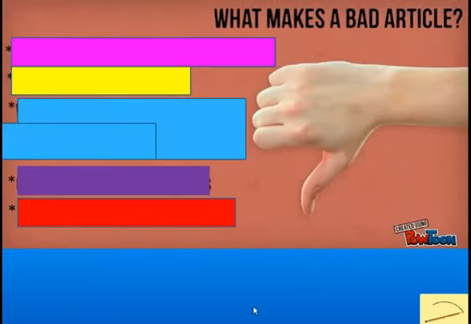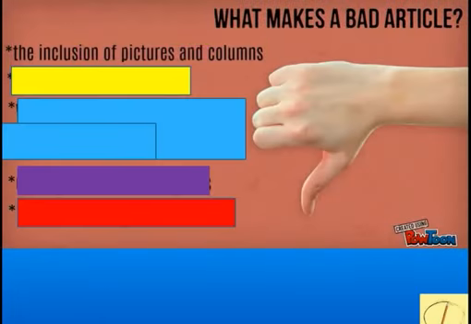So what makes a bad article? The inclusion of pictures and columns. In your article, in your exam, I don't want anyone to be drawing a picture of anything like that and referring to it. In theory, you could say, if you look at the image below, but I don't want you to draw anything. You don't have to draw a box. Columns: some people, because they think it's a magazine or a newspaper article, start writing in columns. I don't want you to do that. Just write on the piece of paper, all the way across your A4 as normal.